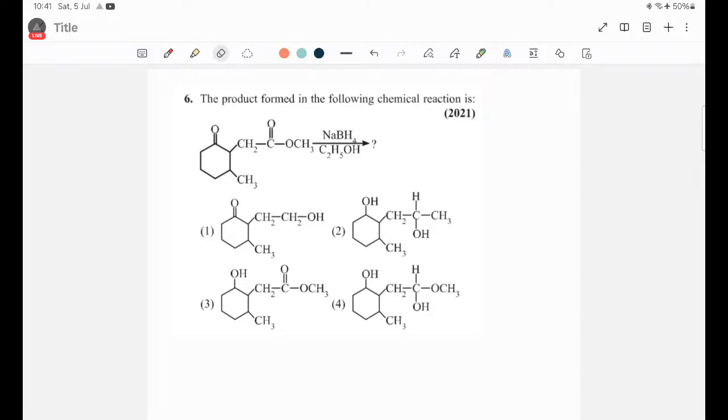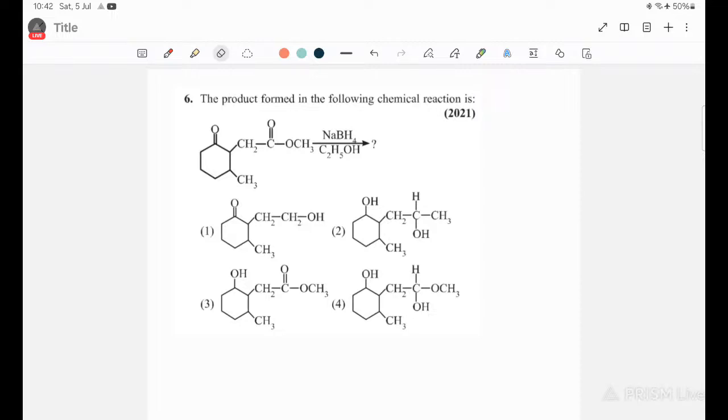Someone is telling that option 3 is correct. We will definitely check. Okay, yeah, I'm getting the answer actually. Someone is telling that option 3 will be correct. Definitely we will check, but we need other answers if it is possible.